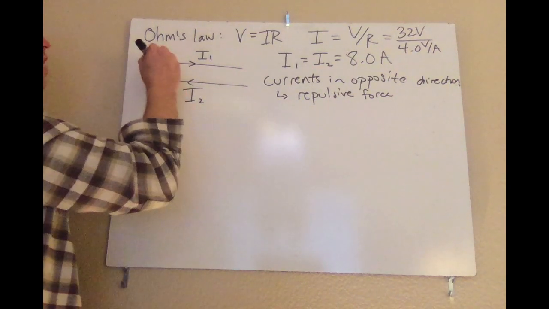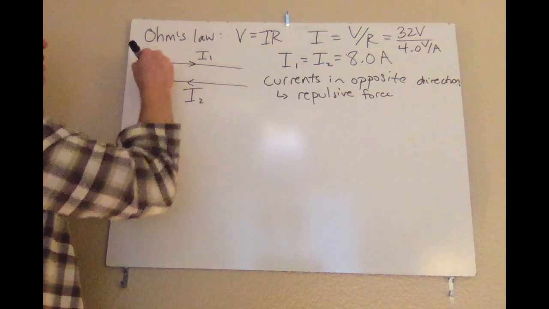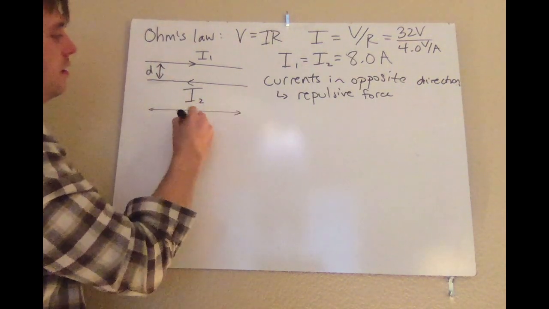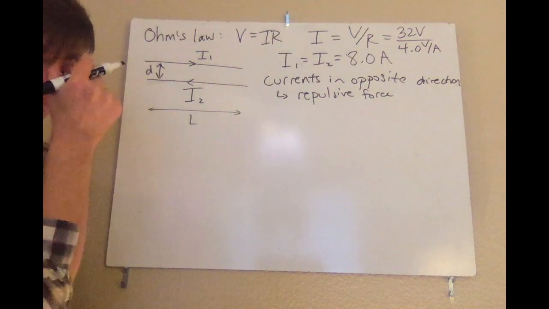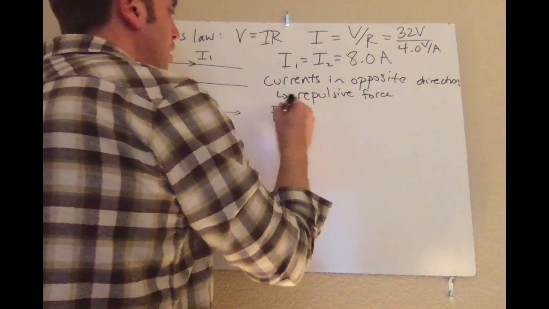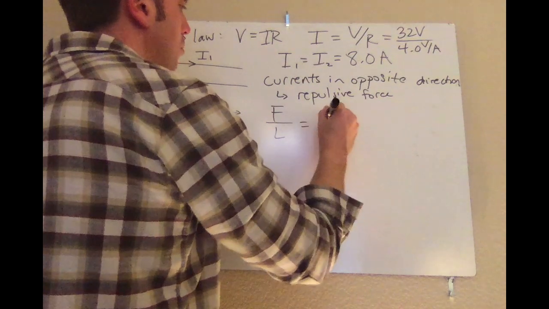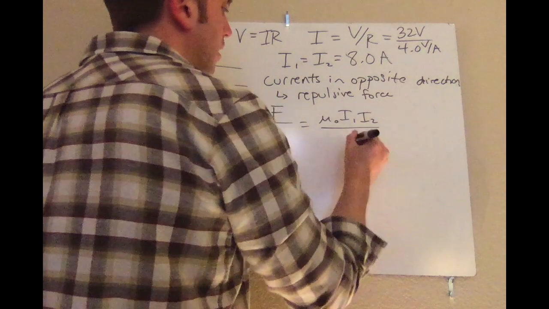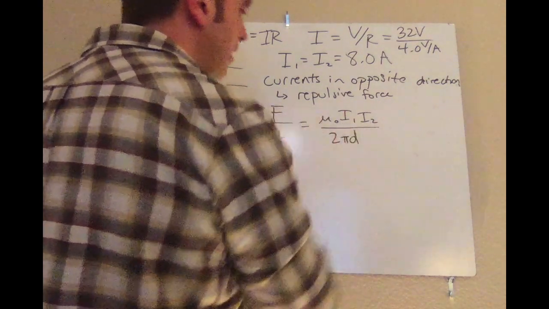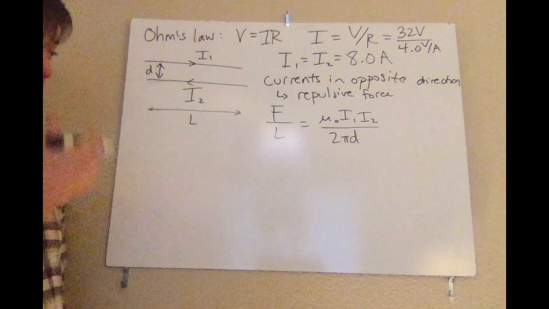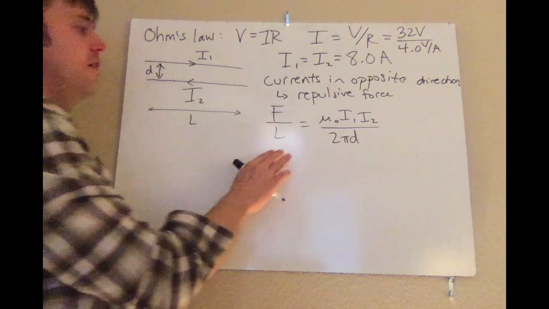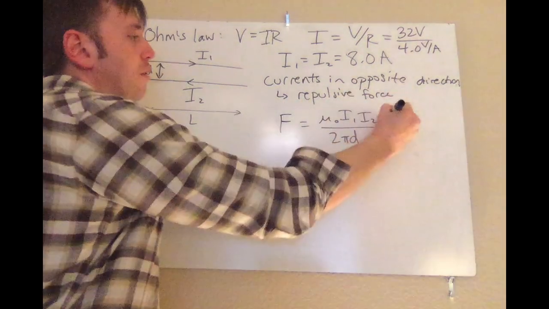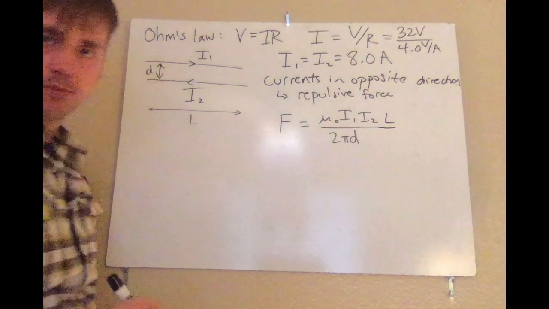We should label the distance between them here. That's d. The length, let's call that L. And I think now we're ready to solve the problem. We found that the force per unit length is equal to mu naught times I1 times I2 divided by 2 pi d. If that's the force per unit length, what if we just want the force? Just put the length over on the other side, like this.